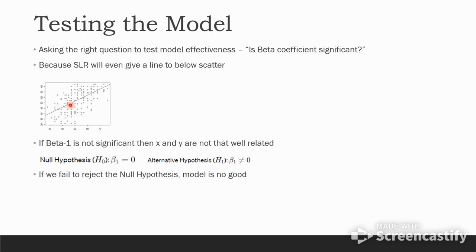And so if we fail to reject the null hypothesis, if we fail to say that this is rejecting the null hypothesis. We reject the null hypothesis when we say that beta 1 is not equal to 0. But if we are not able to say that, then beta 1 is close to 0 and it is not statistically significant, and then the model is no good.